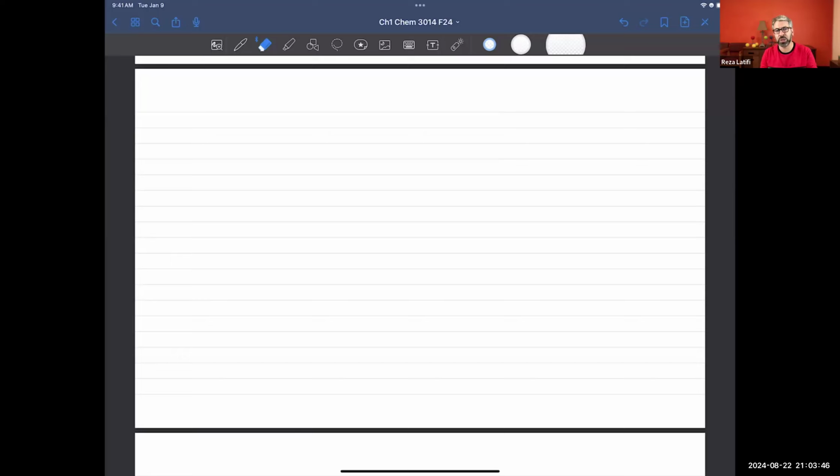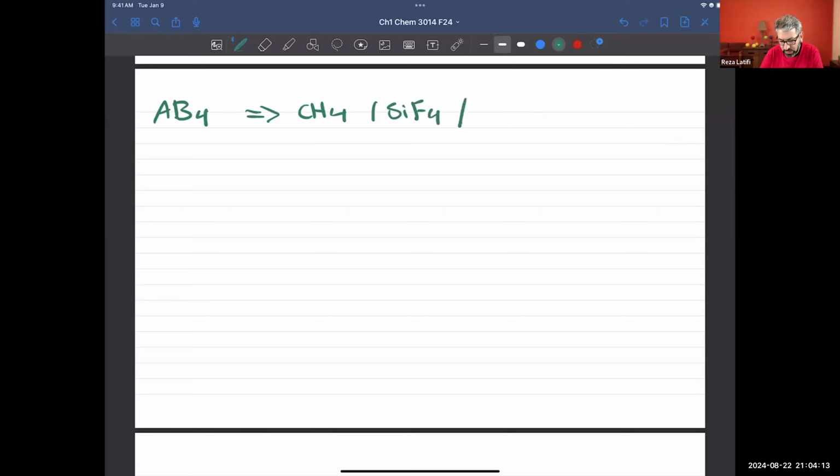So now I'm going to go through tetrahedral geometry. And we can have one lone pair, two lone pairs, or maybe three lone pairs and one sigma bond. Okay, so how about this? Let's go with AB4. We have four identical elements attached to the central atom. One example is going to be CH4, silicon tetrafluoride, carbon with four chlorides. You can use any of those.